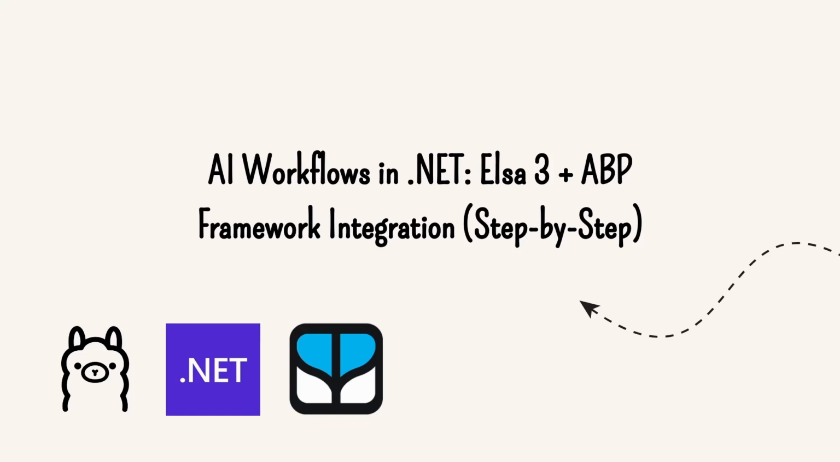In this video, you'll learn how to integrate Elsa 3, a powerful .NET workflow engine, into an ABP-based .NET application. We'll build an AI-powered question answering system using Elsa workflows and Ollama's LLM capabilities, all within a clean, modular API setup. Compared to Elsa 2, Elsa 3 brings significant improvements, including a more robust and flexible API, and comes with Elsa Studio, which is a powerful visual workflow designer that makes creating and managing workflows intuitive.